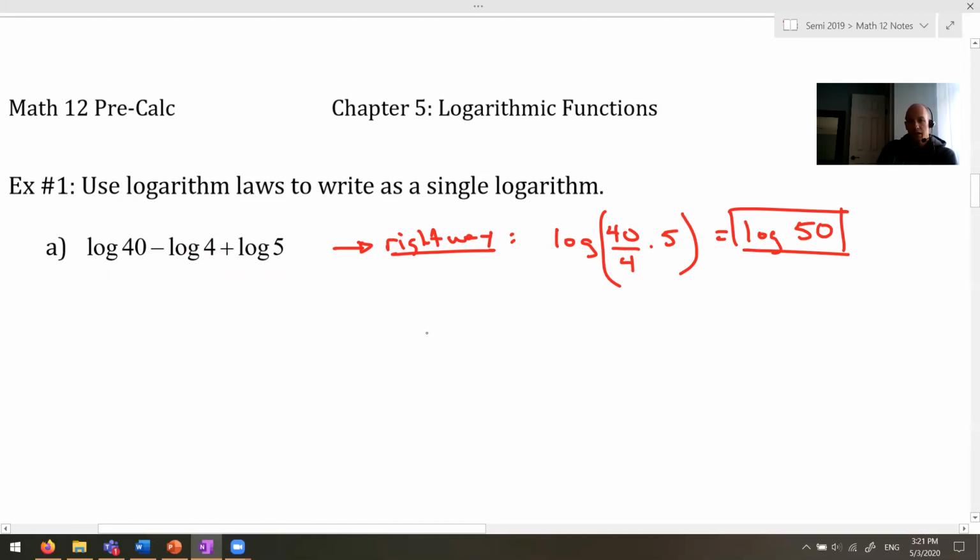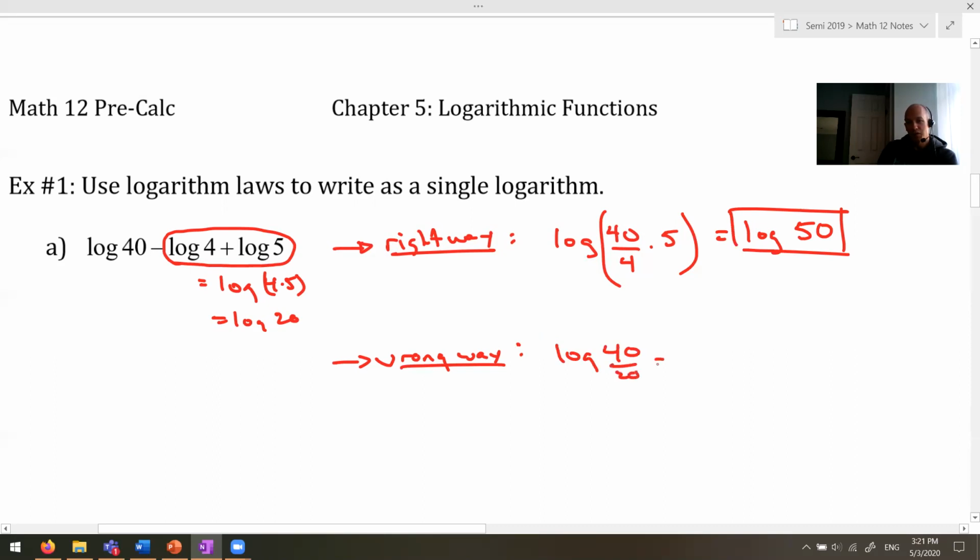One thing that could be done, and I've seen this a lot, so I'll just show you, this would be the wrong way, is to think of this as log of 4 plus log of 5, and turn that into log of 4 times 5, which is log 20, and then to go log of 40 and then divide it by 20 and say that's like log of 2. That would be wrong. Don't do it that way, and I'm going to actually erase this.